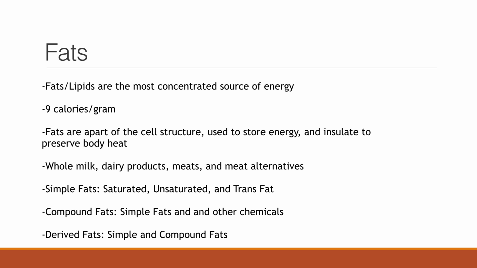Fats, or lipids, are the most concentrated source of energy. Each gram of fat supplies 9 calories to the body. Fats are a part of the cell structure and are used to store energy and as an insulator to preserve body heat. The main sources of dietary fat are whole milk, dairy products, meats, and meat alternatives.